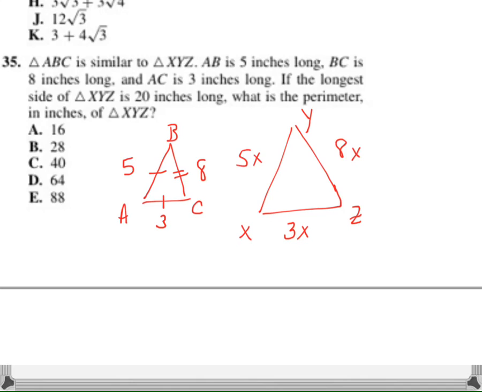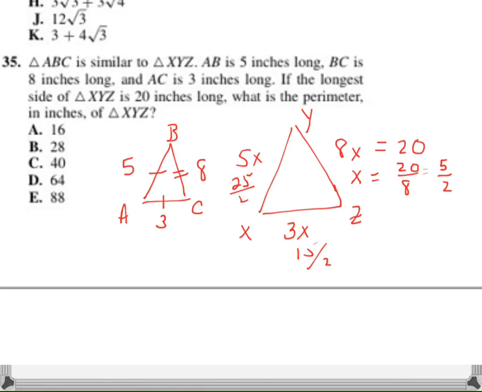If the longest side of XYZ, which has to be this side, is 20 inches long, what is the perimeter in inches of XYZ? Oh, I guess we forgot what our proportionality constant is, so we divide 20 by 8. Divide by 4, that's 5 halves, so we just have to multiply everything by 5 over 2. So this is 25 halves, and this is 15 halves.